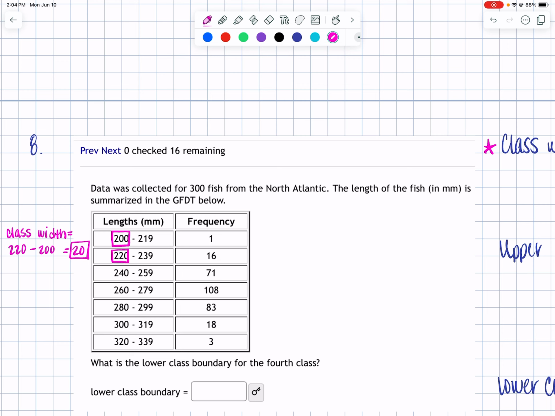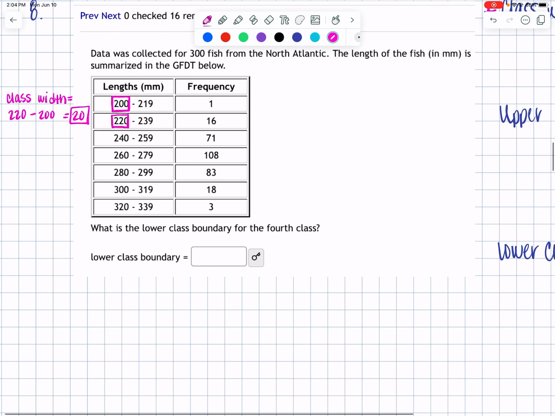Now, does it matter which 2 classes you pick to do that? Absolutely not. If I came down here and I picked 280 and 300, the difference is still 20. You just have to make sure that you choose adjacent classes. So don't skip a class in between the 2 that you pick.